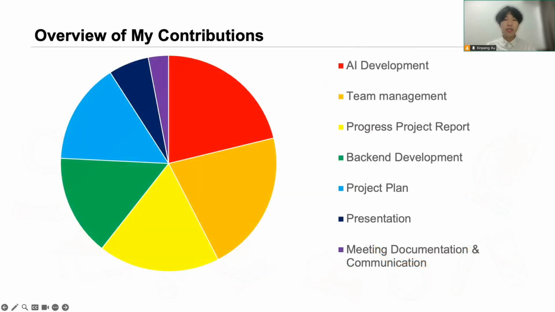This slide provides an overview of my contributions throughout the project. My largest contribution was AI development, where I designed and implemented most of the AI framework and evaluation methods. Besides technical development, I also contributed to team management, project planning, backend development, and writing the progress report. In addition, I prepared my own presentation materials and documented the AI-related meeting discussions. Overall, I was involved in both the technical work and the coordination of the project.